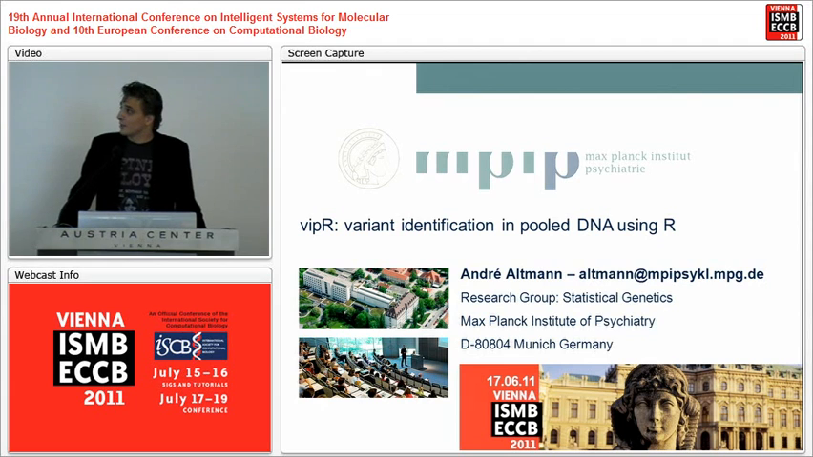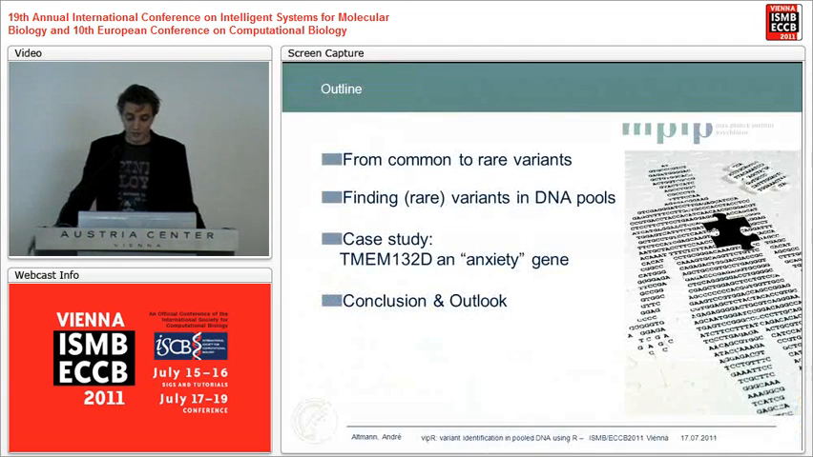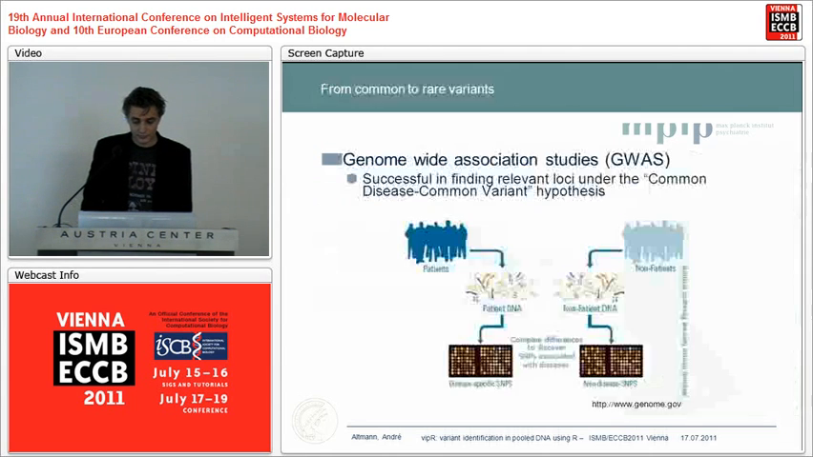The work is about identifying variants in pooled DNA. And here's a short outline of the talk. First I want to motivate why we're looking at rare variants, and then I want to briefly introduce, or give an intuition on, the method. Then I present a case study on one of the genes we sequenced, and conclude with a brief outlook also.